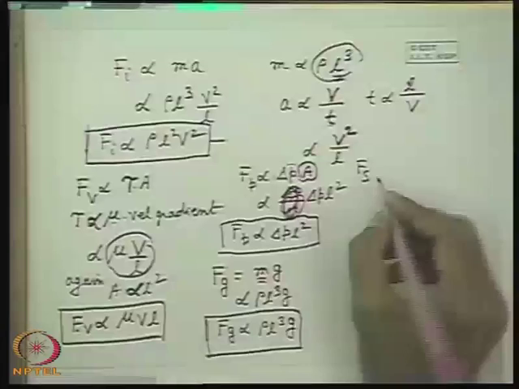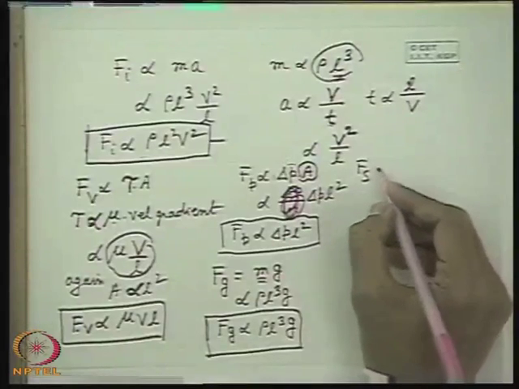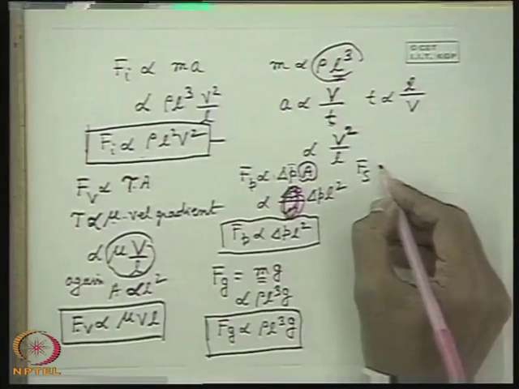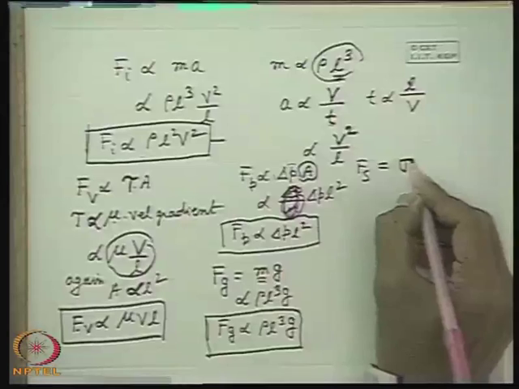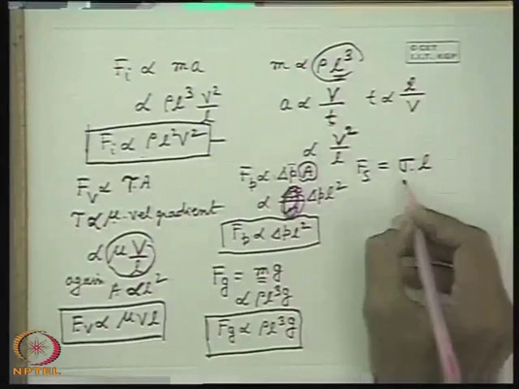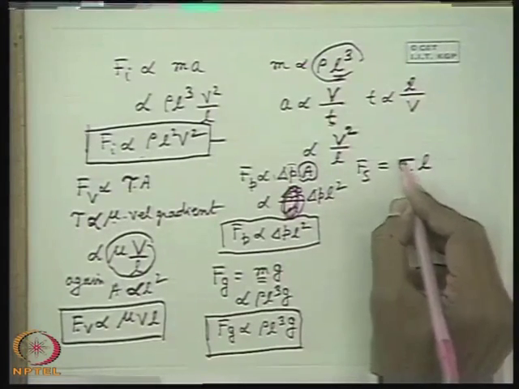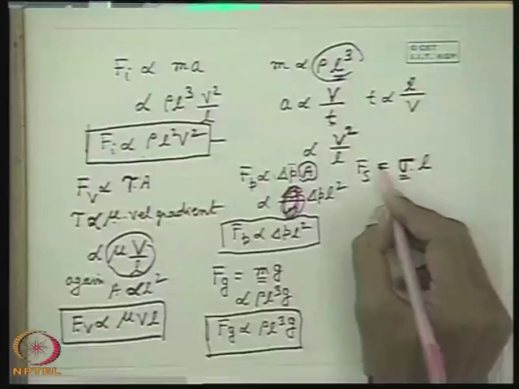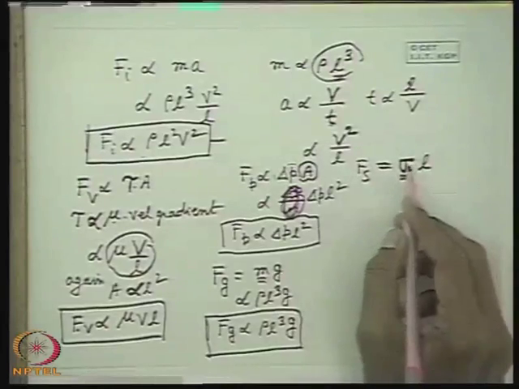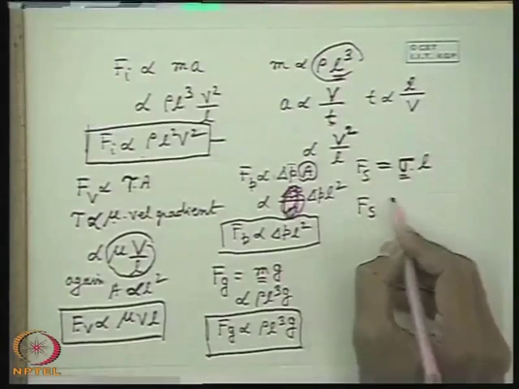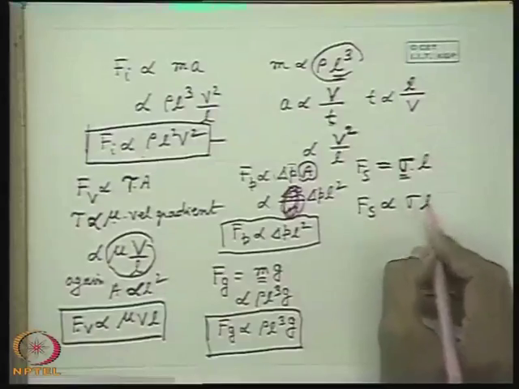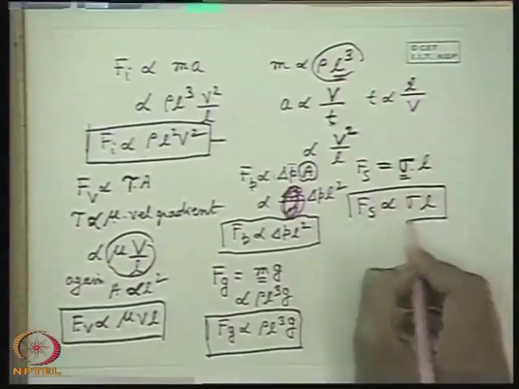So if we write the surface tension force, as we know from the definition, surface tension force is equal to surface tension coefficient into some linear dimension. Because this is one of the physical properties of the fluid, I make it unchanged, so therefore F_s becomes simply sigma L.